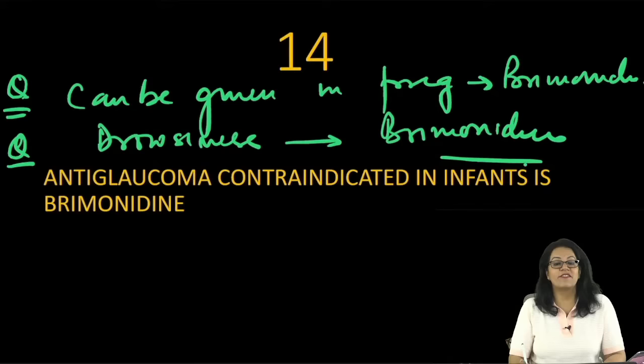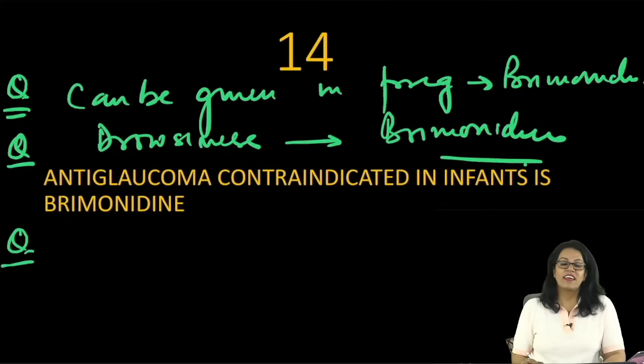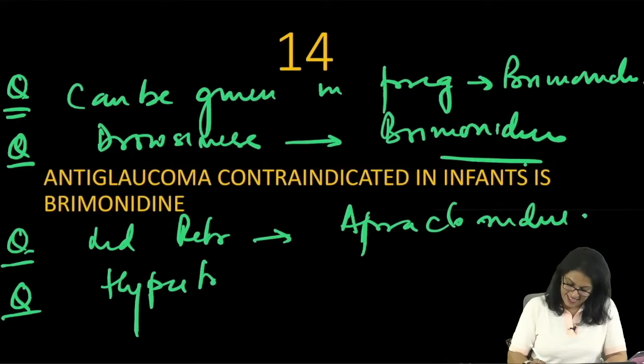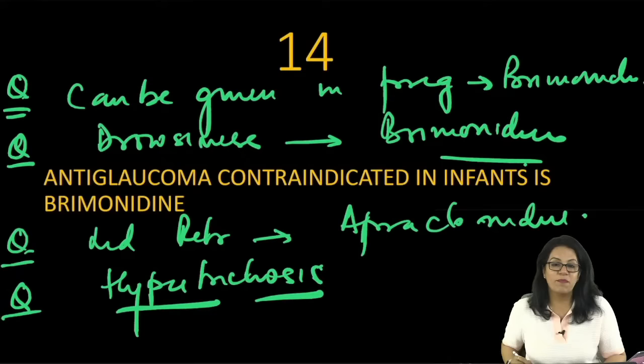Okay? Then another question. Which anti-glaucoma can cause lid retraction? You should answer apraclonidine. Which anti-glaucoma can cause hypertrichosis? That is excessive hairs, eyelashes. Dekhte ho na, the number of eyelashes have increased. Hypertrichosis. Yes, it is prostaglandin analogs.